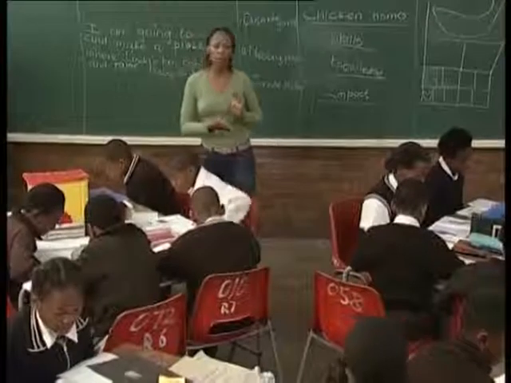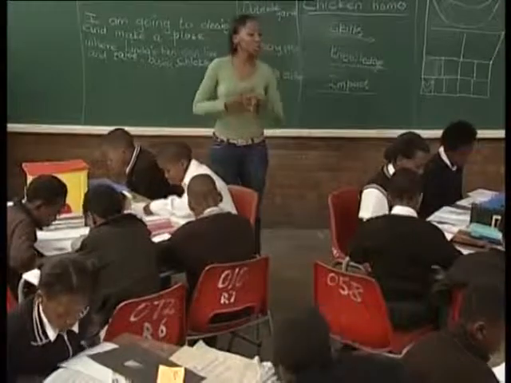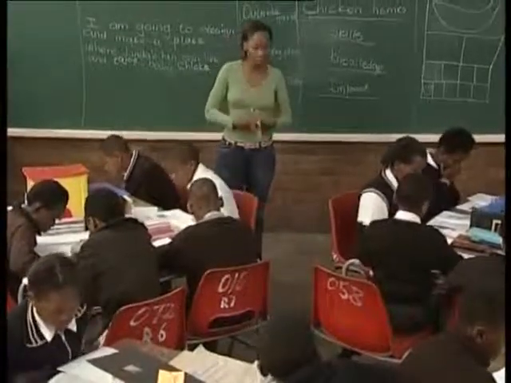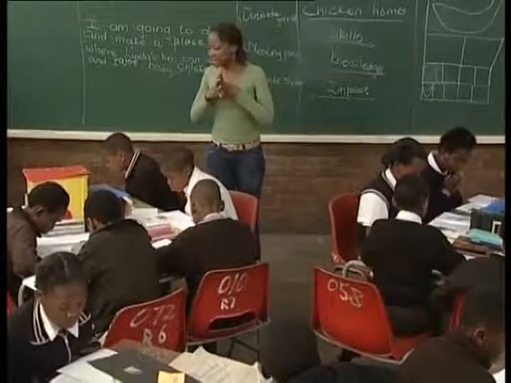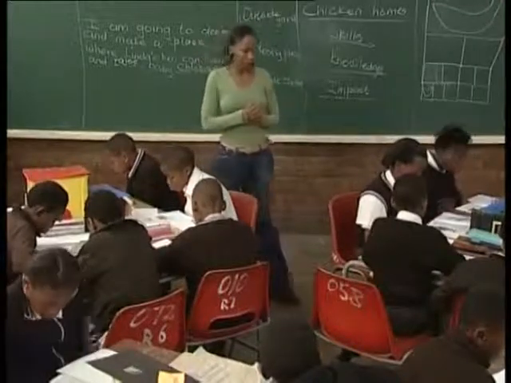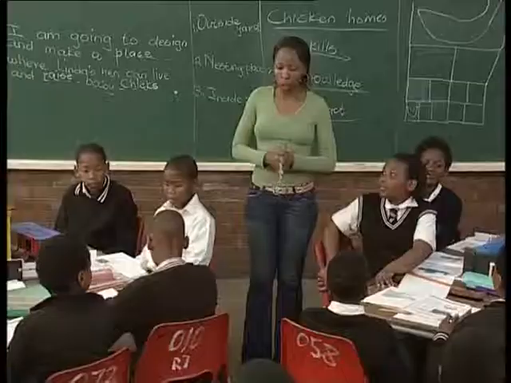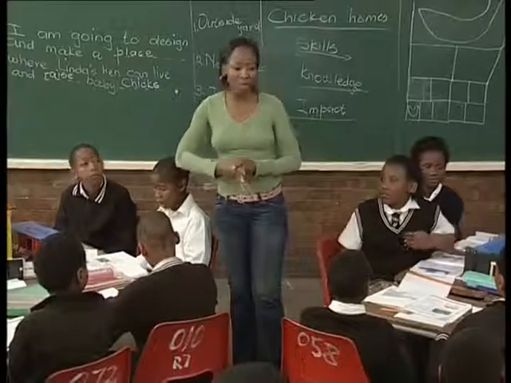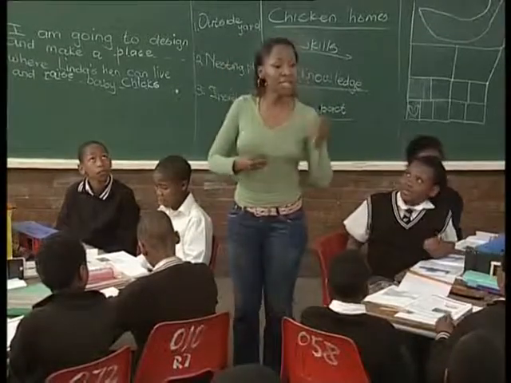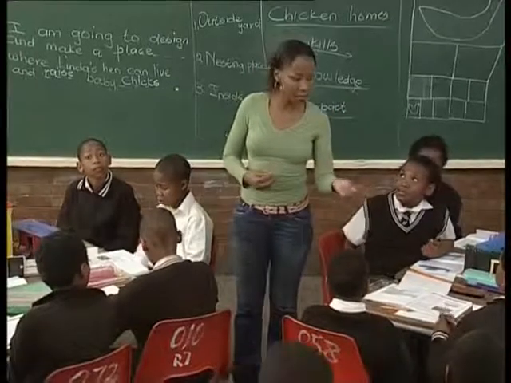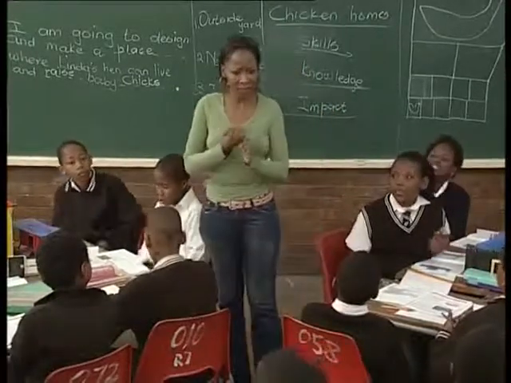So now, Tando and Tahira have made the chicken home for Linda's chickens. Do you think Linda's chickens are going to be happy in that chicken home that they made for her? Because the space is too big, they can run around. The space is too big. So can you see that we are accommodating what we said the chickens need? What do you say the chickens need?